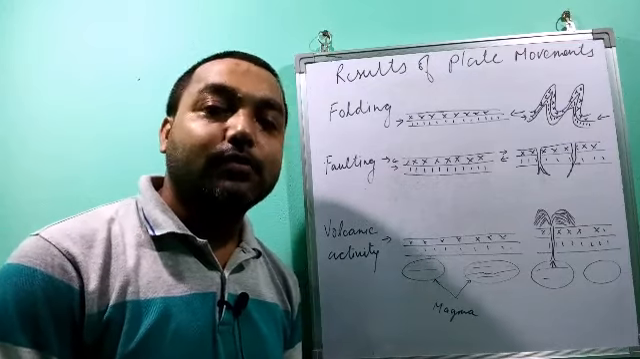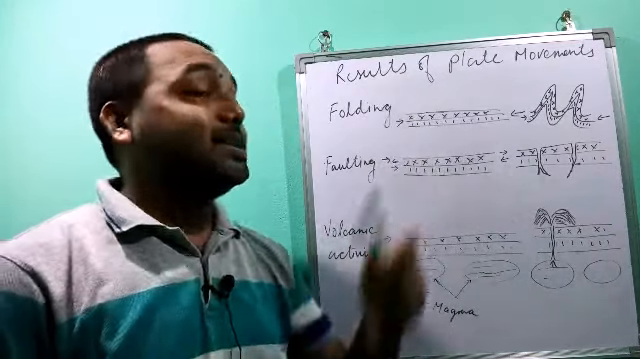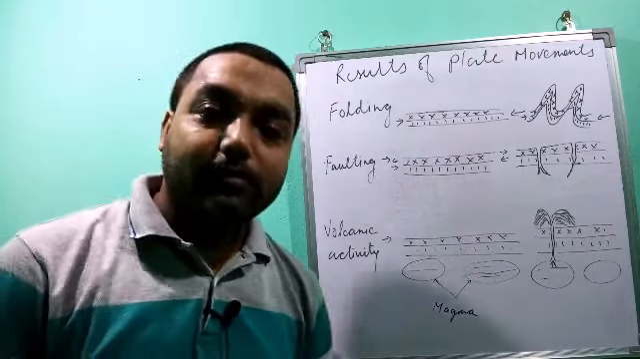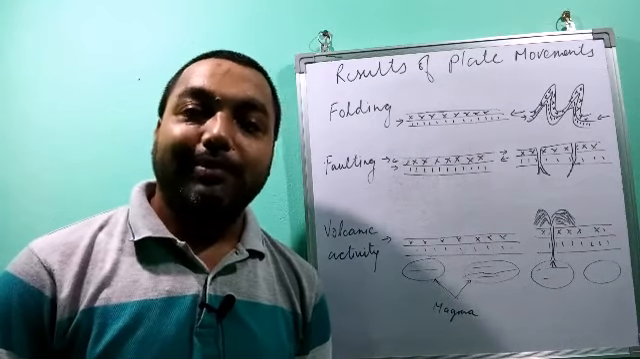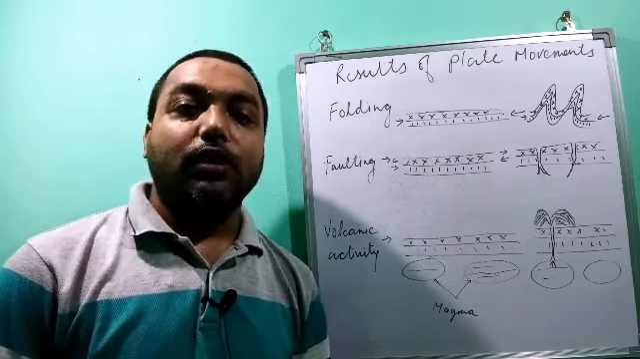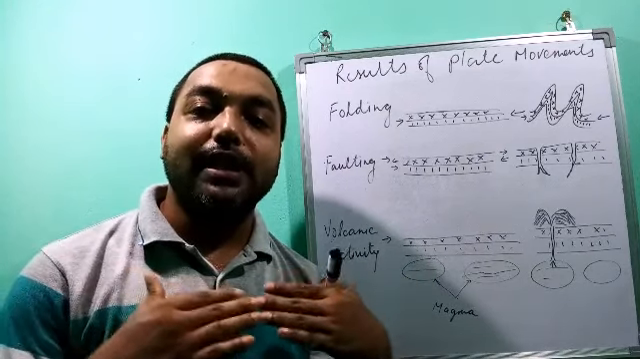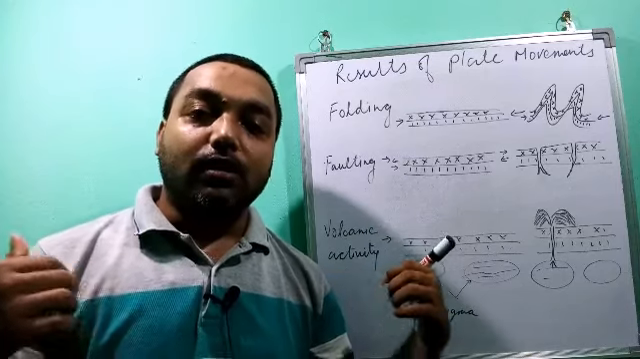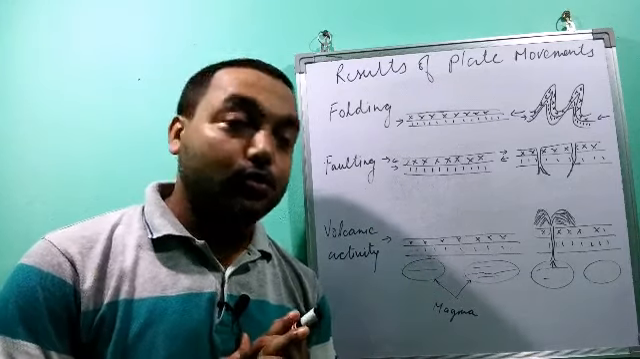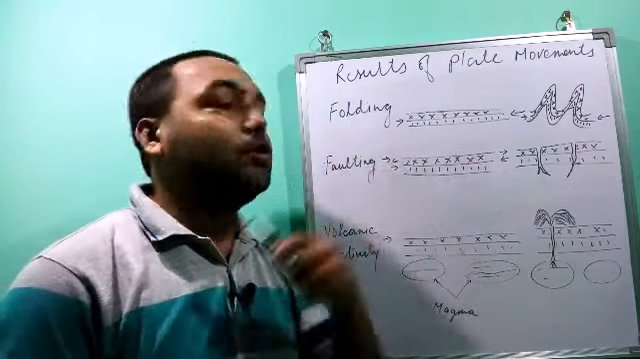Next, let us come to the next topic, that is the result of plate movement. Already we have discussed the different types of plate movement that we find. So what is the result of this plate movement? When plates move towards each other or go away from each other, there are different results they show. So the first result is folding.